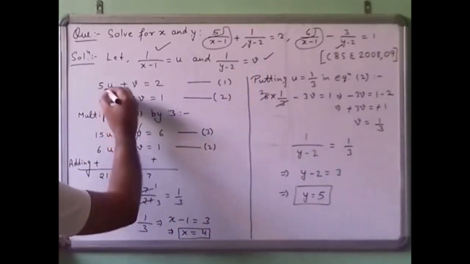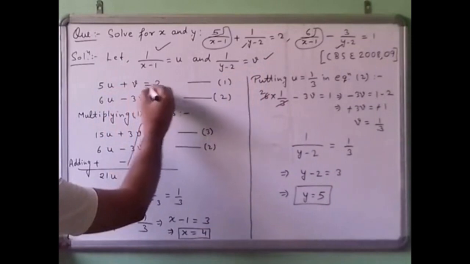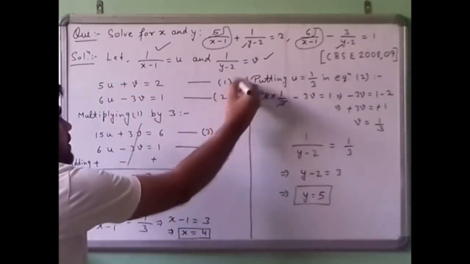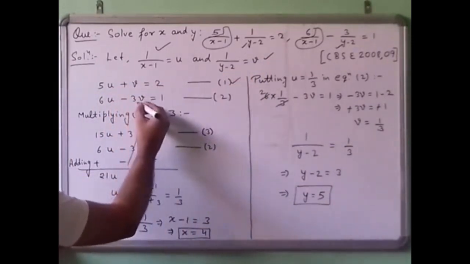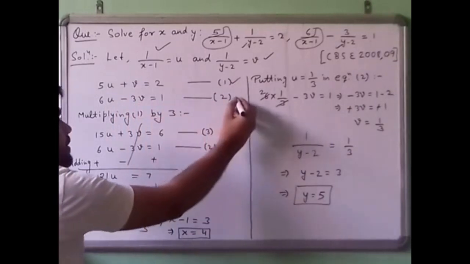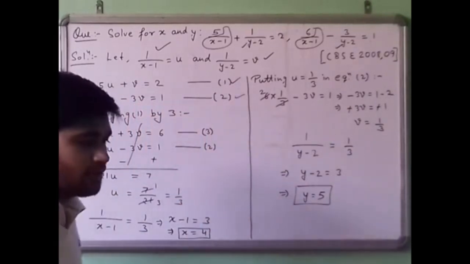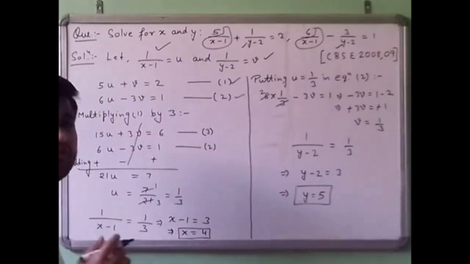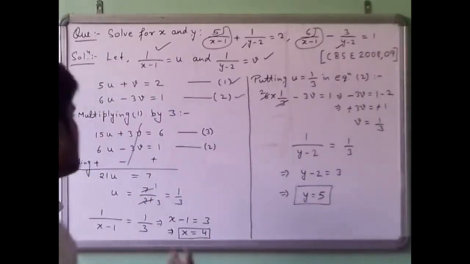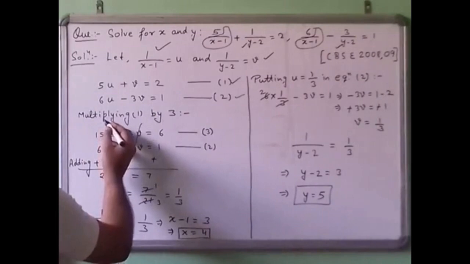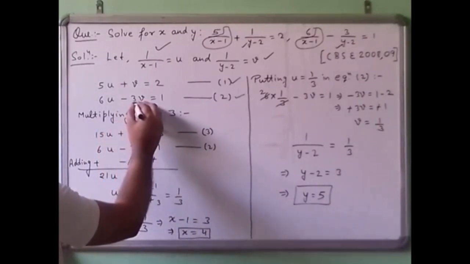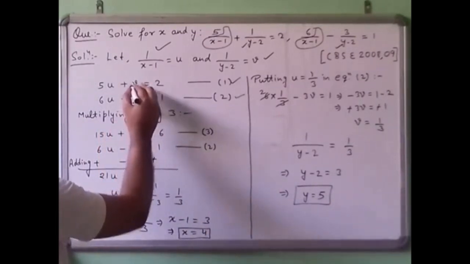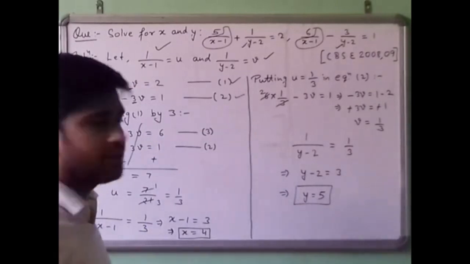So 5 into u plus v equal to 2, equation number 1. 6 into u minus 3v equal to 1, equation number 2. By using the elimination method we find the value of u and v. So firstly make the coefficients of v equal to each other.